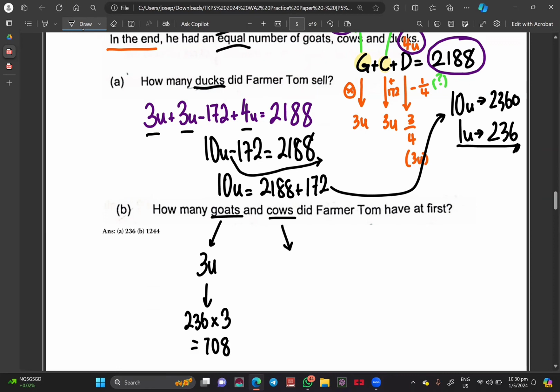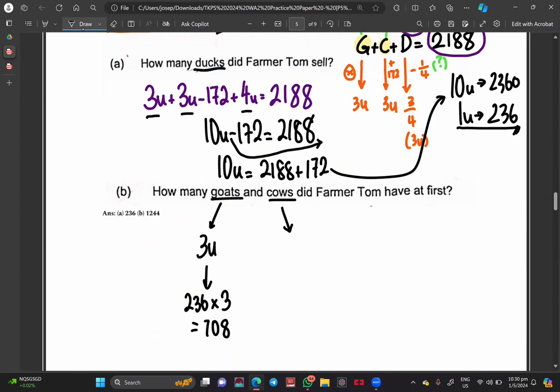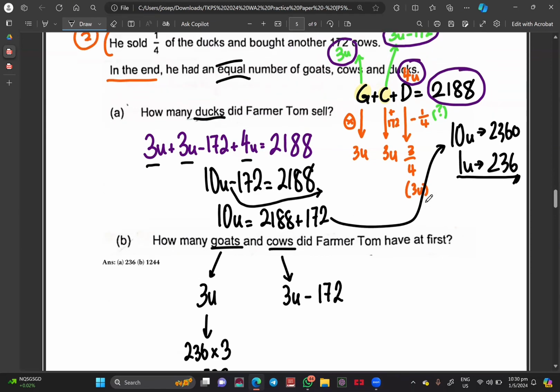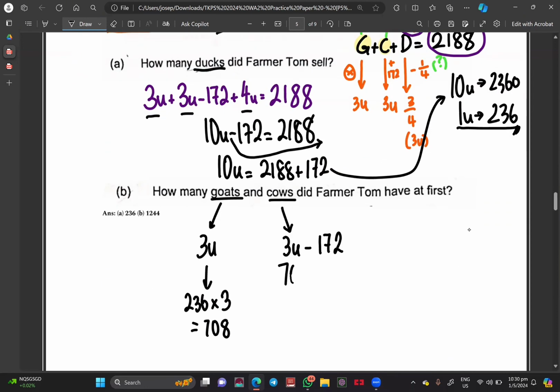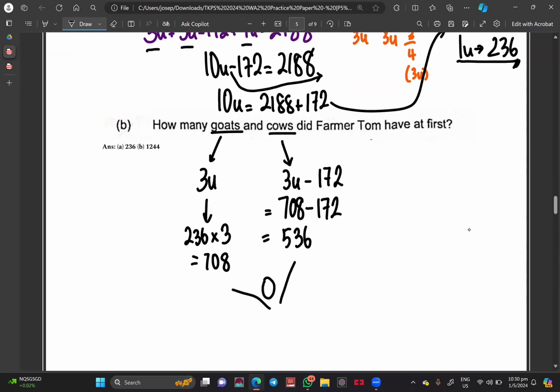That is for goats. And for cows itself, we can see that cows is basically 3 units or so. But cows is not just 3 units, it is 3 units minus 172, because that is at first, right? You must understand that at first, Farmer Tom did not buy any cows. So from here itself, 3 units is 708, minus away 172. When I do 708 minus 172, we get an answer of 536. And they want us to put them together or just combine them, right? You can see over here, at first will then be 536 plus 708. When I do that, I will get an answer of 1244.